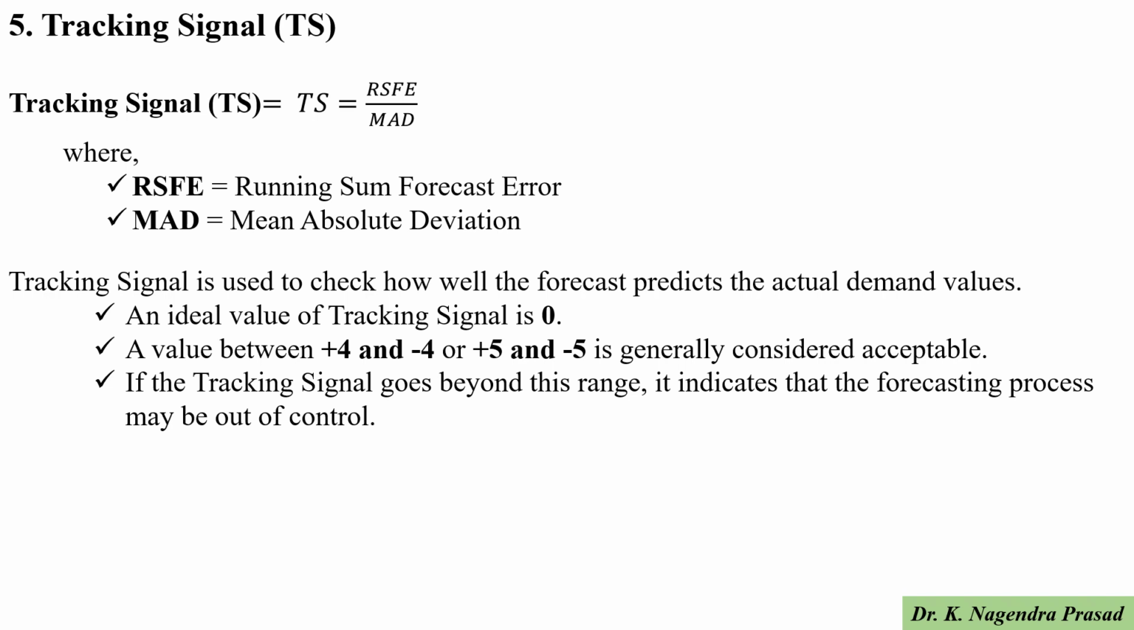An ideal value of tracking signal is 0, but a small value between +4 and -4 or +5 and -5 is generally considered the acceptable range. If the tracking signal goes beyond this range, it indicates that the forecasting process may be out of control.